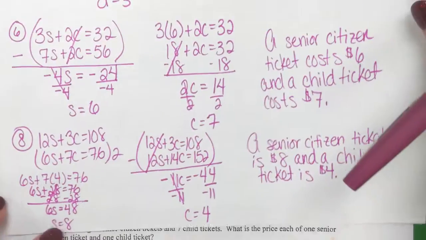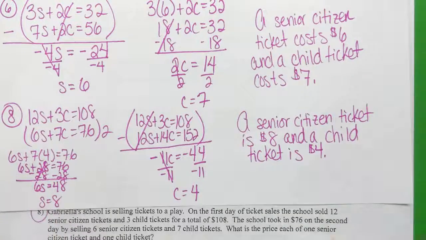All right, what about number 8? Did y'all get $8 for a senior citizen ticket and $4 for a child ticket? Yeah, sweet. All right, go ahead and go to page 11. We need some more practice on substitution desperately from our quiz. We need more practice on that. Yes, Reagan?